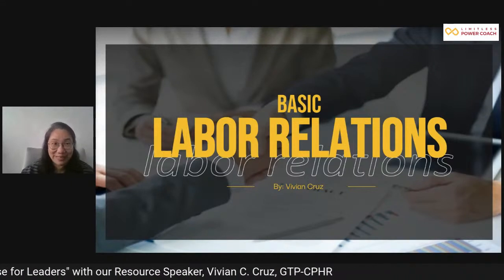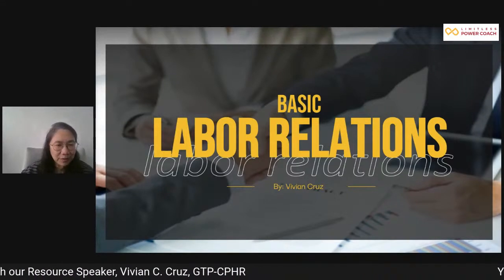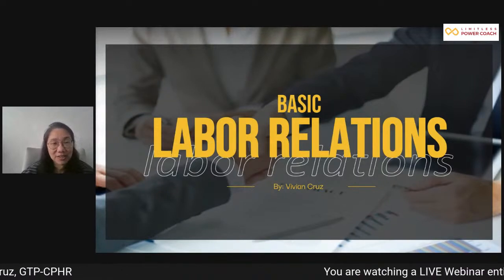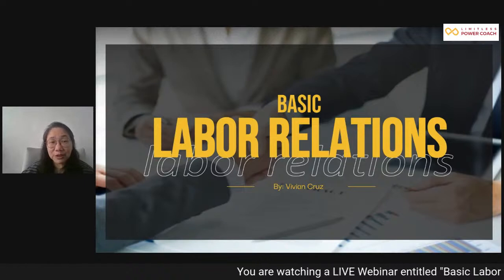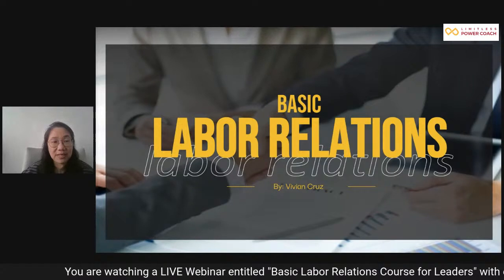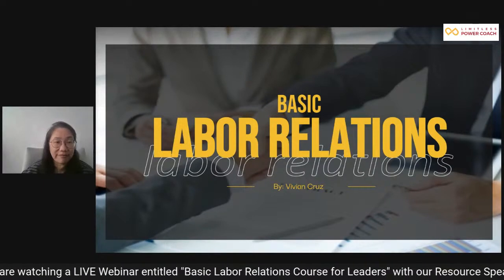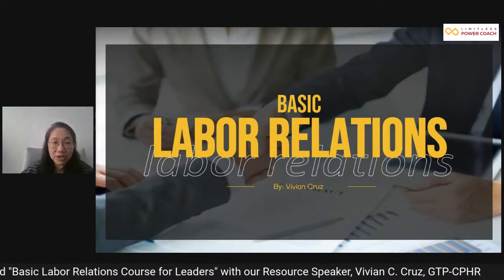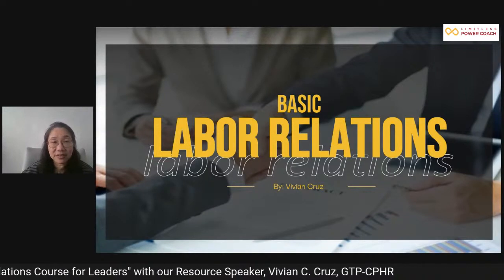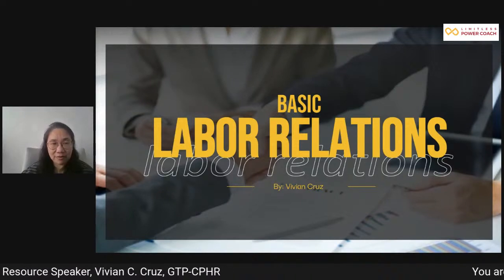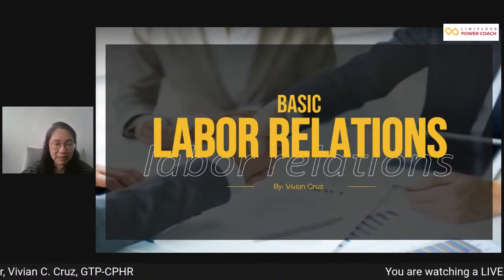Actually, ako nasusurprise din ako ngayon kasi madami talaga mga employees ngayon na hindi nagsusoli ng mga company assets. So my suggestion is first remind them, accept their resignation and remind them of their obligation or their responsibility to turn over the assets because these are considered company assets, and then if they don't, you can issue actually a demand letter because yung hindi pagsusoli ng company asset, it's considered theft. So you can also impose that.